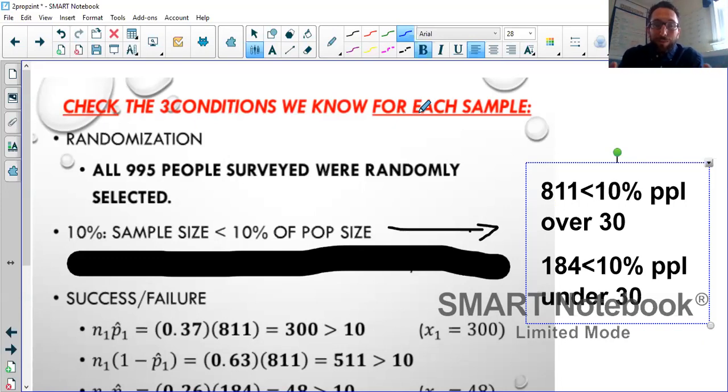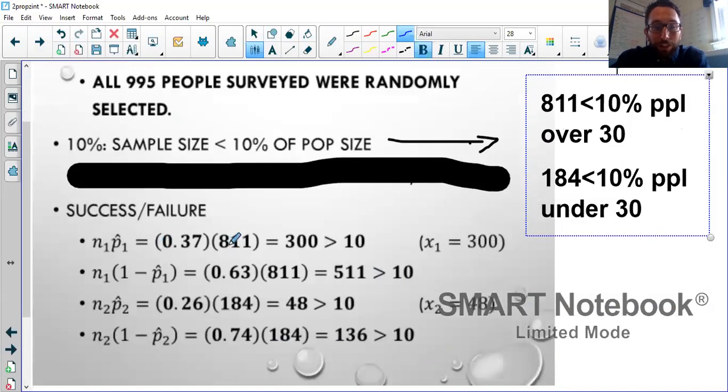If you want to save a little time, you can try to combine things. I only did it for 1 condition, but we can just say all 995 people were randomly selected in this case. 10% condition, same deal as always over here. I had a mistake right there. That's for the black bar, but whatever. So there's our 10% condition, and then same deal at the bottom. This one we have to do separately: n times p-hat and n times 1 minus p-hat need to be bigger than 10-ish. So that's all stuff we know.